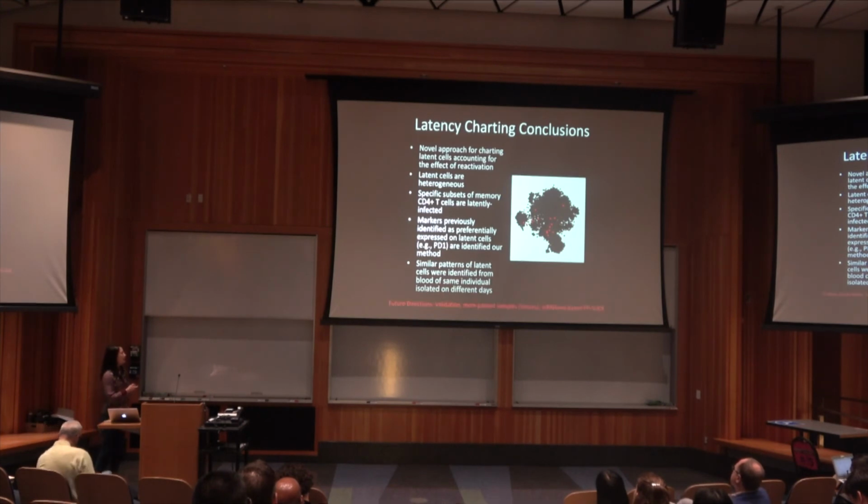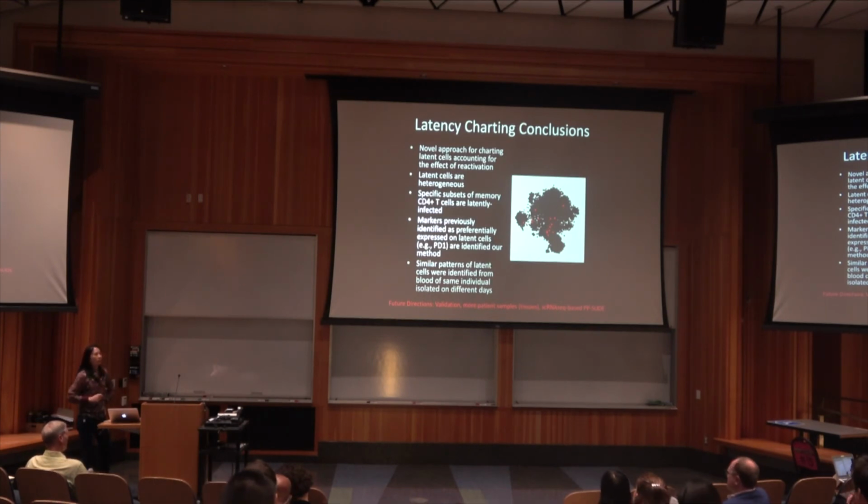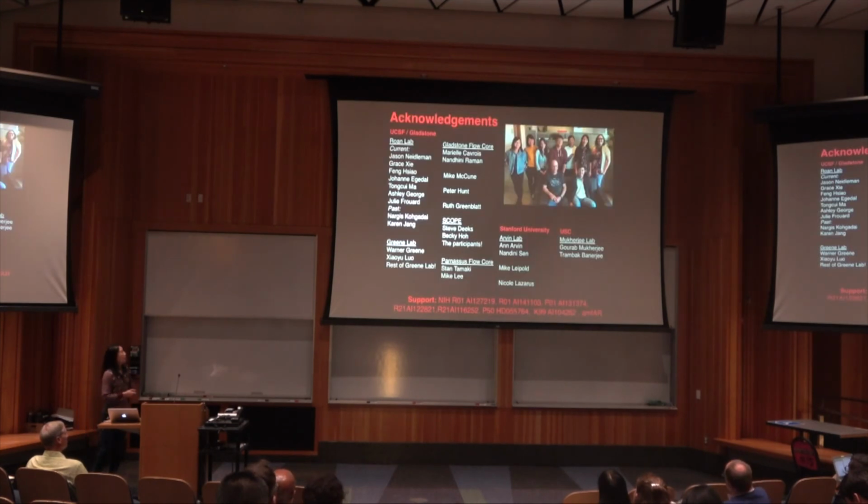In terms of future directions, we're doing, as I mentioned, validation studies where we're sorting based on markers we think are higher or lower on latently infected cells. We're working with more patient samples, including tissues, because the reservoir is thought to be enriched in tissues. We're working particularly with lymph node specimens and also gut tissues. And we're moving towards a single-cell RNA-seq based approach of this analysis, where we have the entire transcriptome to look at as opposed to 40 pre-selected markers. And with that, I will end.